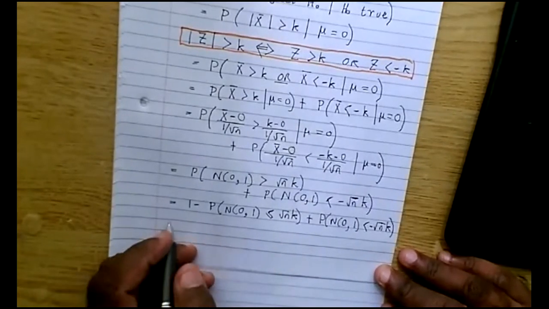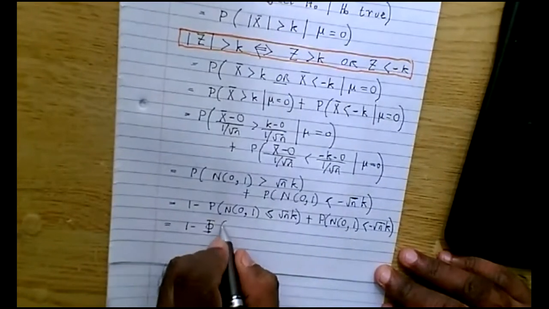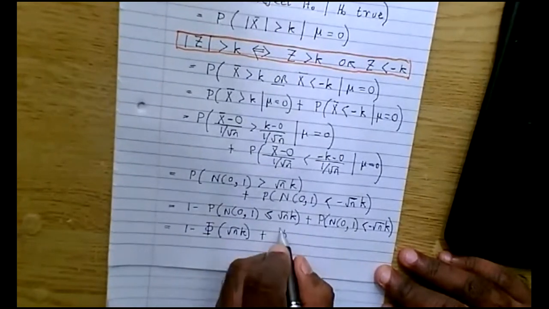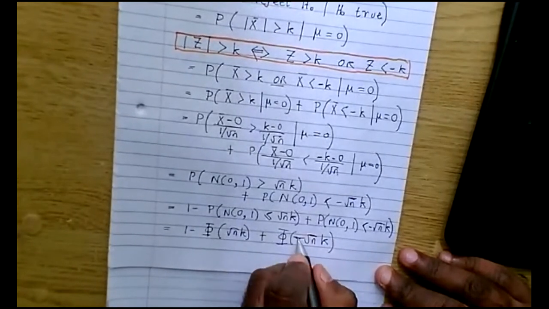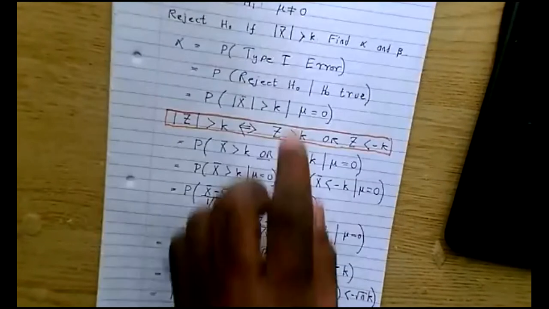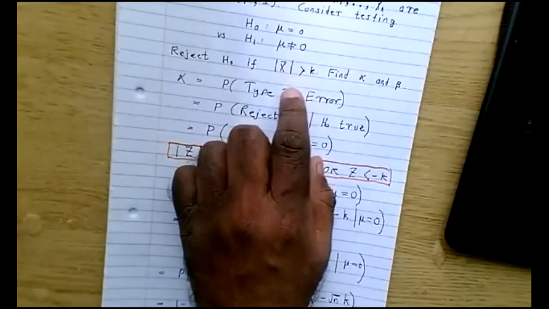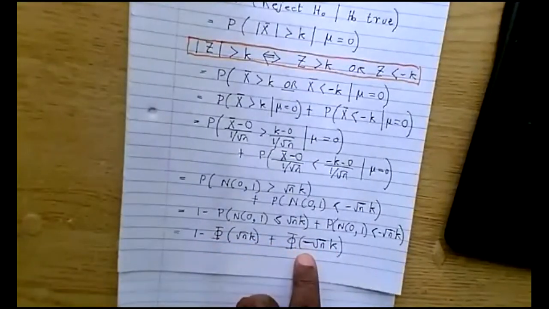Okay, all right. So finally, this becomes 1 minus phi at root of nk, and this becomes plus phi minus root of nk. So this completes it. k must be strictly positive, yes, Callum, because you're comparing absolute values, and the absolute value of anything must be positive. So k is strictly positive, yes. So this is the answer to the probability of type 1 error.